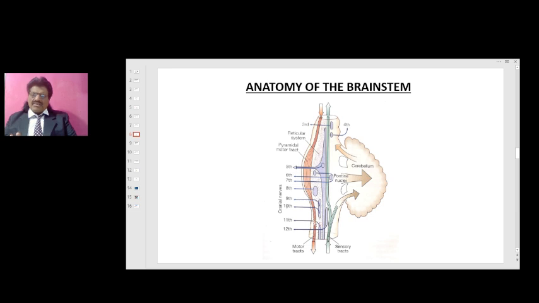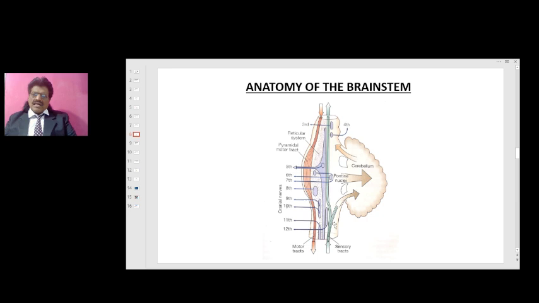The other tract which starts with the letter M and is placed medially is the motor part of the cranial nerves, all the motor part of the cranial nerves. And then M is the medial lemniscus, that is the posterior column, which is also placed medially.